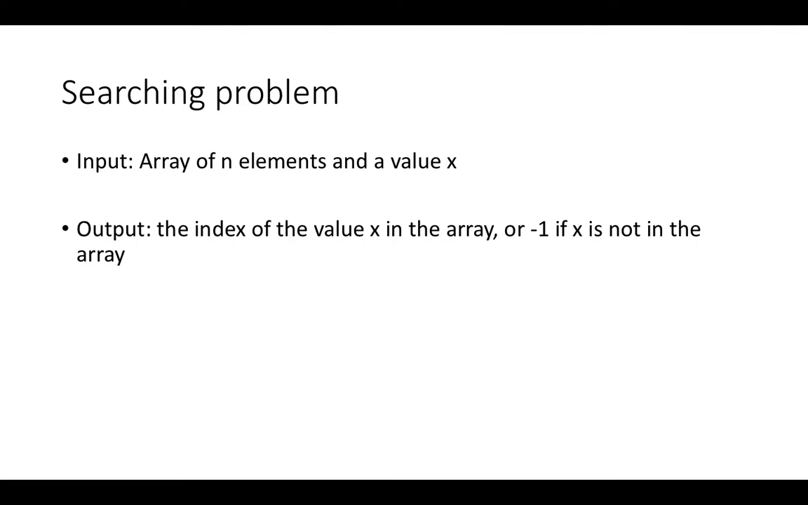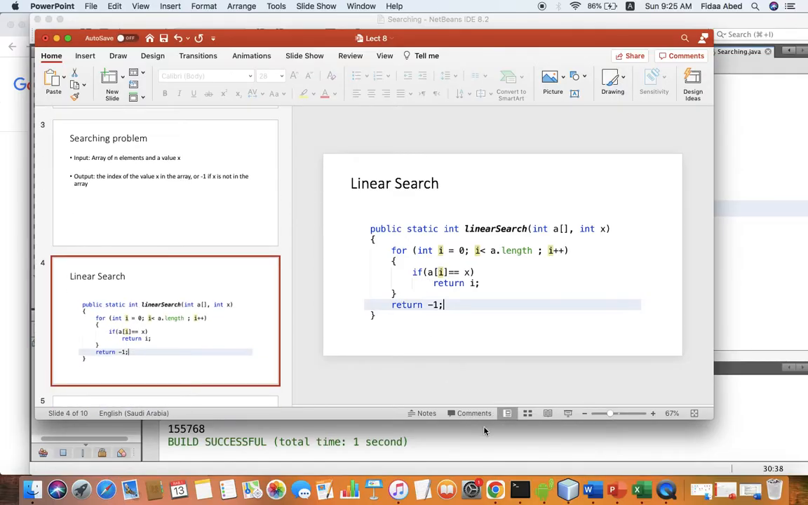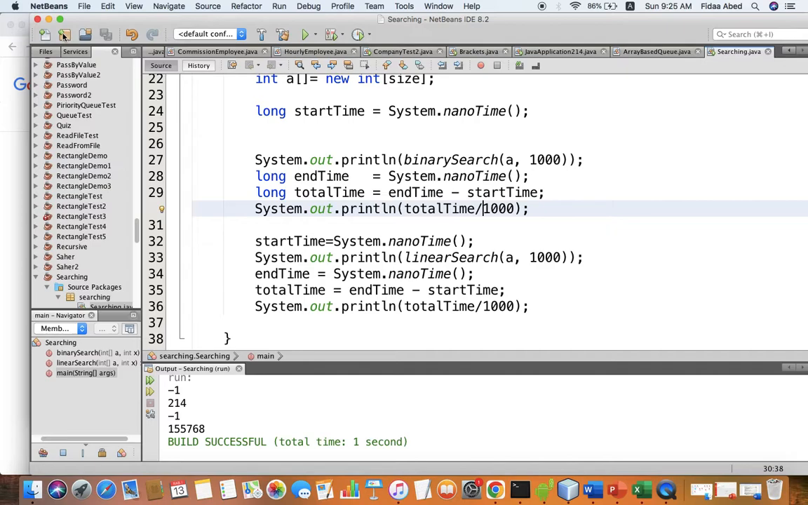And if x is not in the array, we also want to know this by returning the value of -1. So -1 means x is not in the array. And if the output of the algorithm is 10, this means that x exists at position 10 in the array. We have two algorithms to solve this searching problem. Let's start with the first one, linear search, and let's do it by the code.